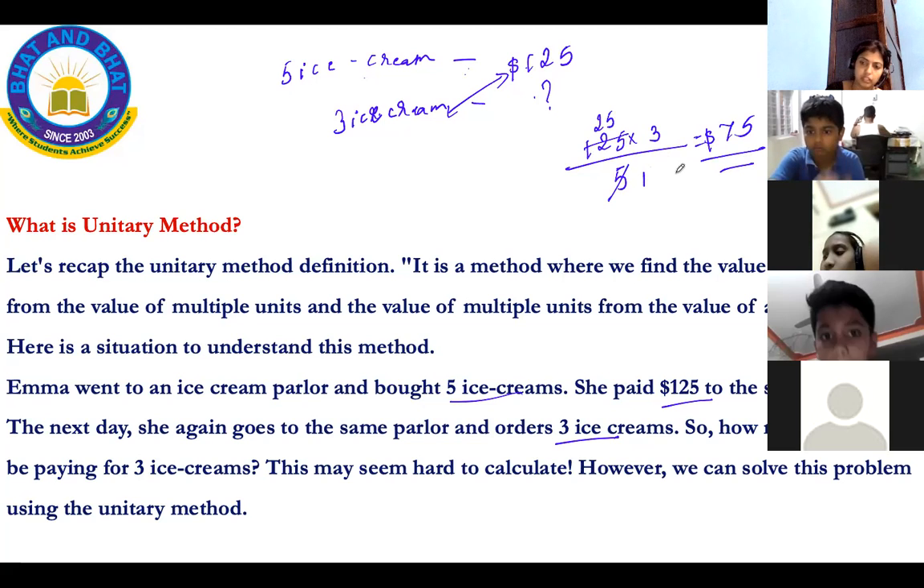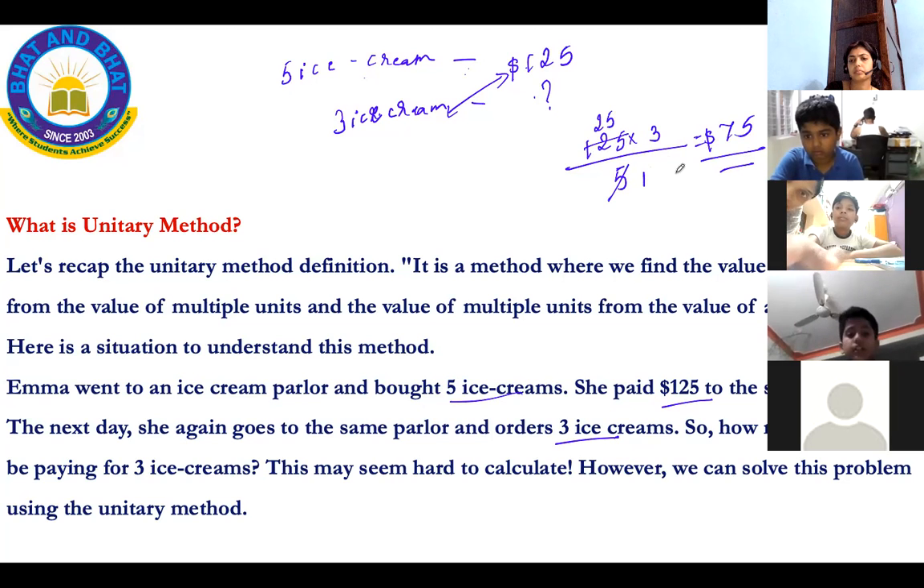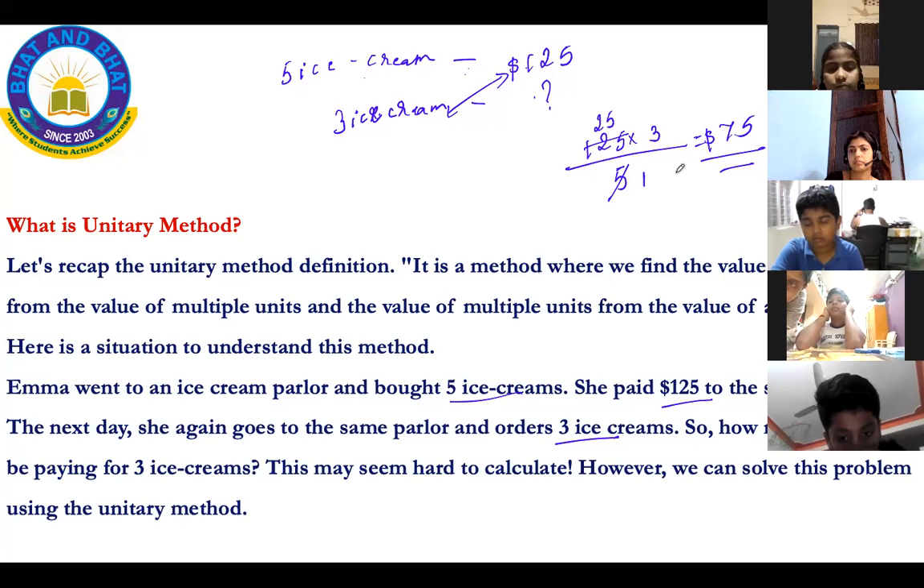Yes, ma'am. Understood. Ma'am, you said cross multiplication. First we have to multiply 125 into 3, and whatever answer we get, we have to divide it by 5, ma'am.